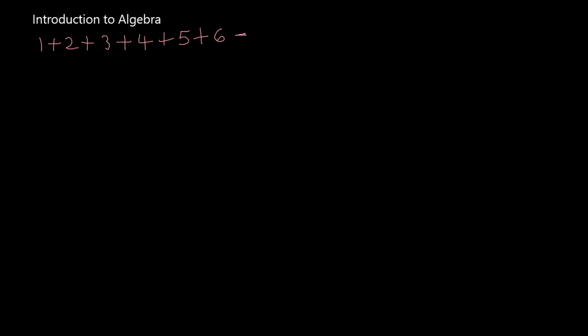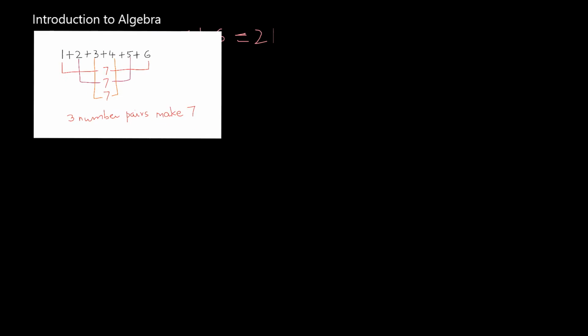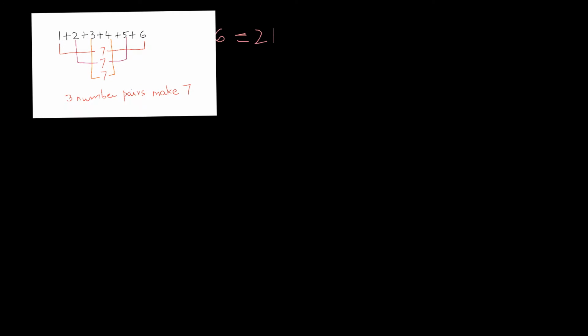This is equal to 21, as many of you would have come to the answer by now. I'm going to do this calculation in a different manner. I'm going to pair the numbers from each end, and I'm going to pair 1 with 6 and 5 with 2 and come up with an answer. Now this gives us 3 number pairs that make 7. So can I write it as 3 times 7 equals 21?